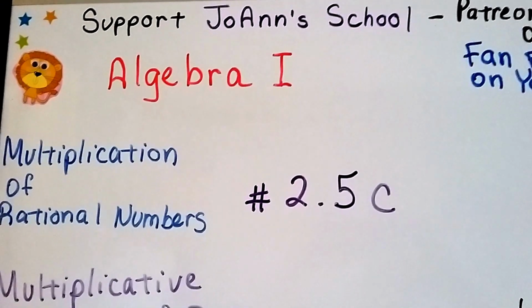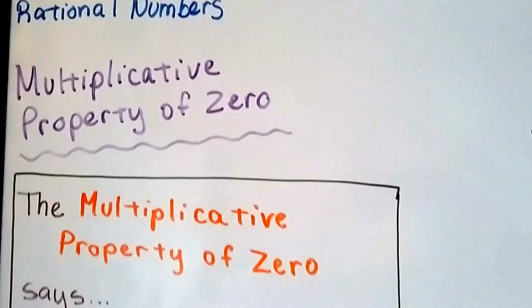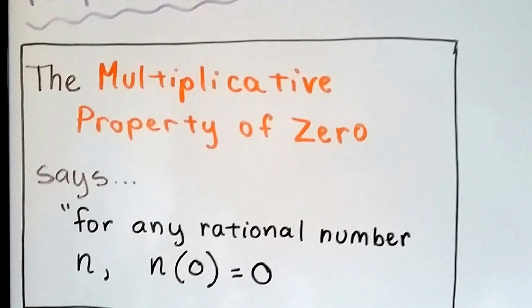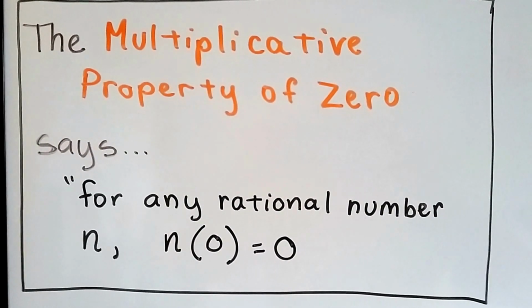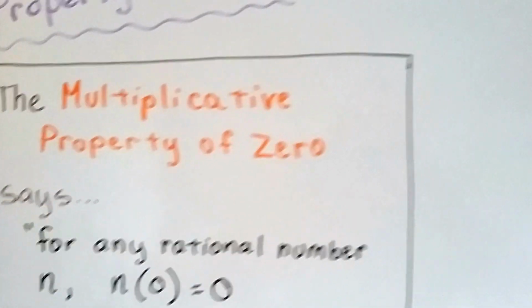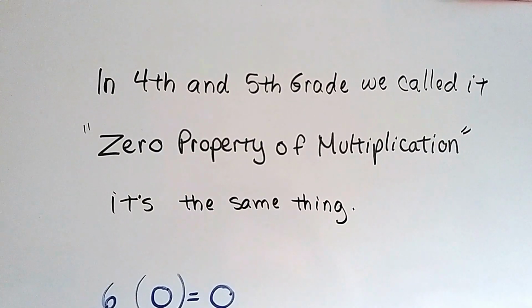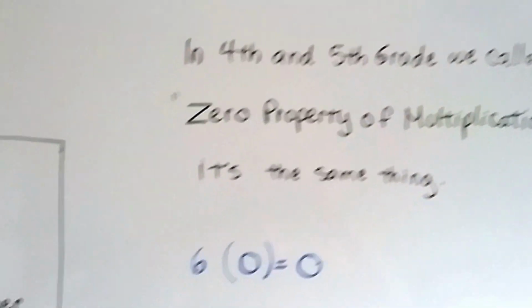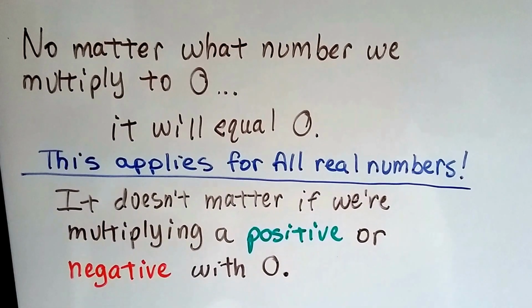Algebra 1, number 2.5c, we're going to talk about the multiplicative property of 0. The multiplicative property of 0 says for any rational number n, n times 0 is going to be 0. Now, do you remember in 4th and 5th grade, we called it the 0 property of multiplication? It's the same thing. It says that no matter what number we multiply to 0, it's going to equal 0.